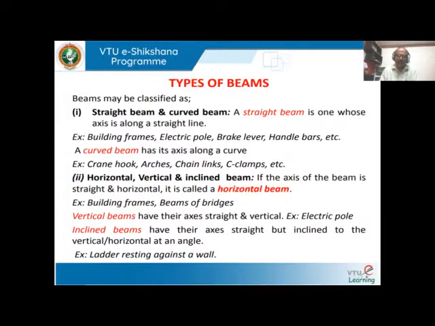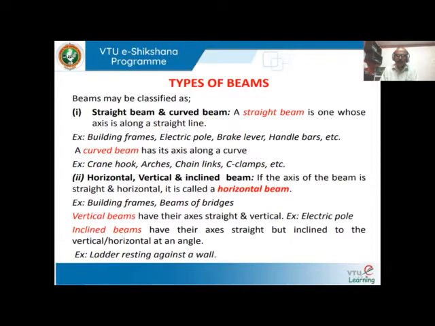Then what is a curved beam? In a curved beam, the axis will be along a curve. Examples are crane hooks, arches, chain links, C-clamps, punch presses, and so on.